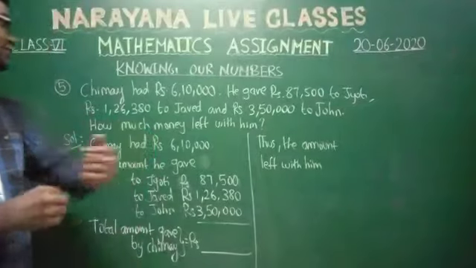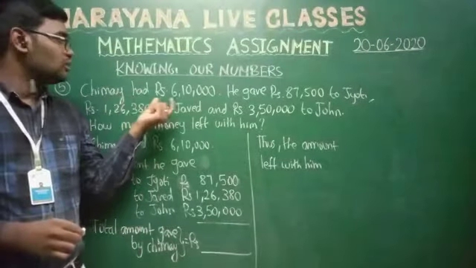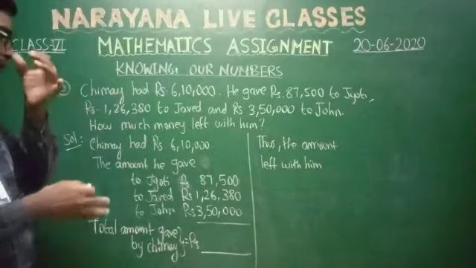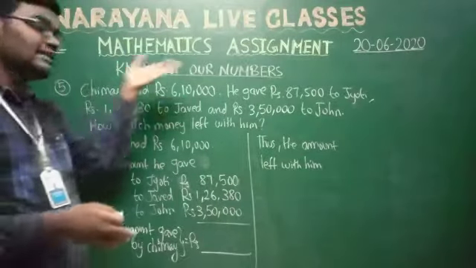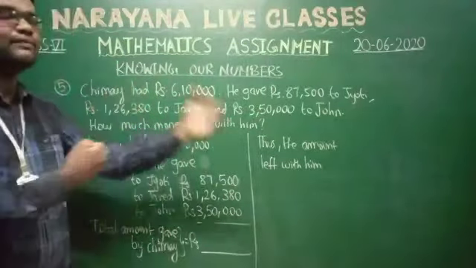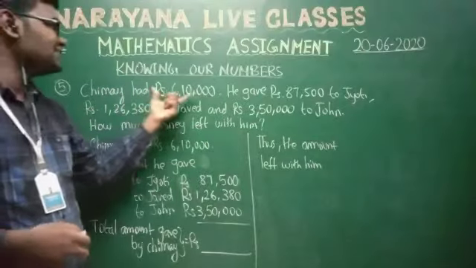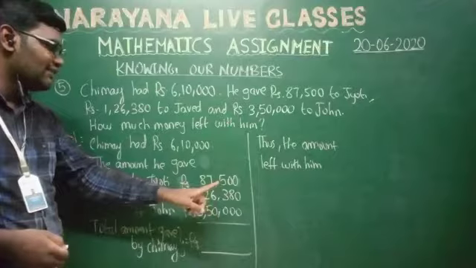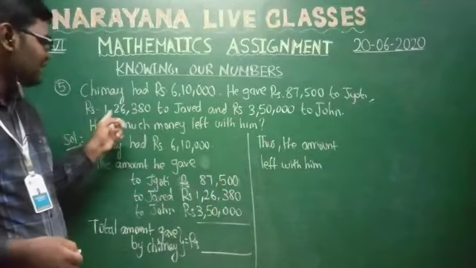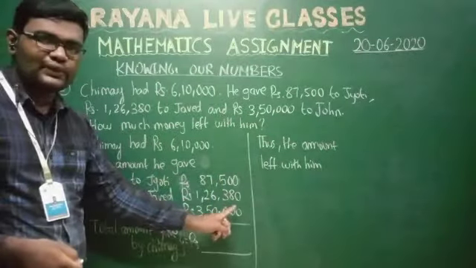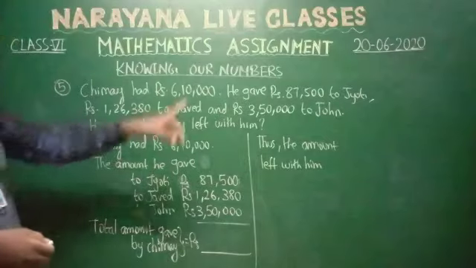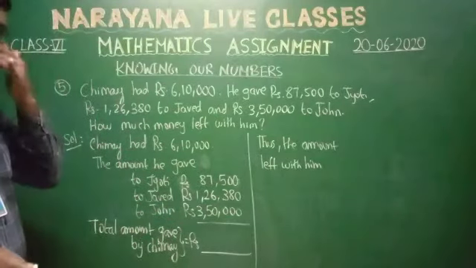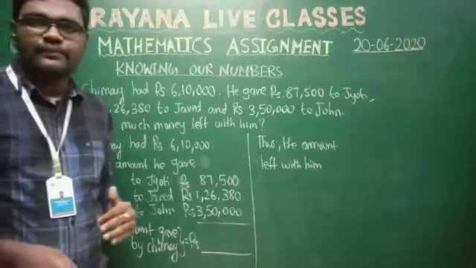We will discuss the last problem, students. Chinmay had rupees 6,10,000, same as the previous model. The fourth problem is also the same as that. In that they bought something, here he is giving some amount to his friends. Chinmay had rupees 6,10,000. He gave rupees 87,500 to Jyoti, 1,26,380 to one more friend Jayward and 3,50,000 to one more friend John. This much amount he gave to his friends. What is the amount left with him?